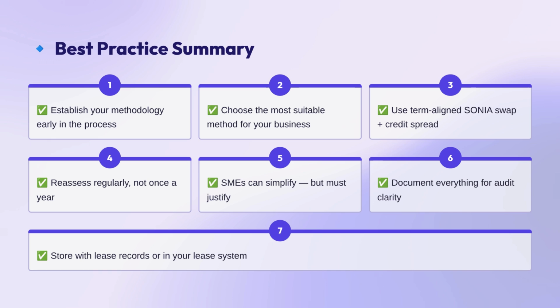Apply a credit spread policy that reflects your borrowing profile. This can be based on internal benchmarks, recent borrowing activity, or simplified credit banding for SMEs. But it needs to be consistent and supportable. Don't apply one rate across all leases unless your portfolio is very small and homogeneous. Even then, you need a rationale to support that decision. Update your rates at least quarterly and always at the point of a lease modification or reassessment. A static annual rate is no longer fit for purpose.